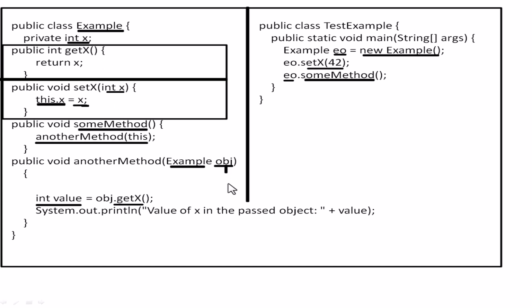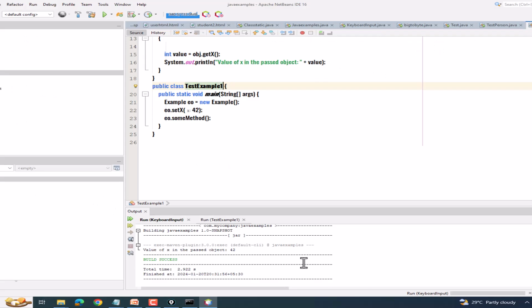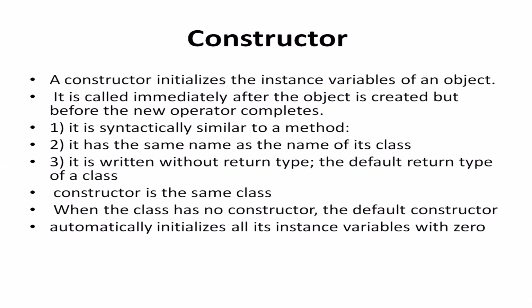So finally it is going to print the value. Whatever value you have passed, 42, that particular 42 will be printed on the screen. Execution is a success. Now the value of x in the passed object is 42. So now it has printed.